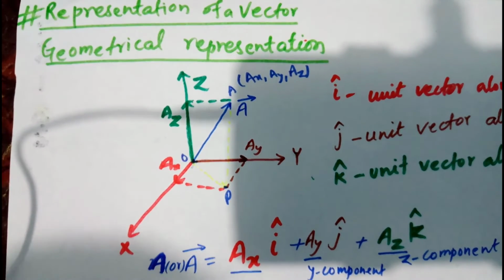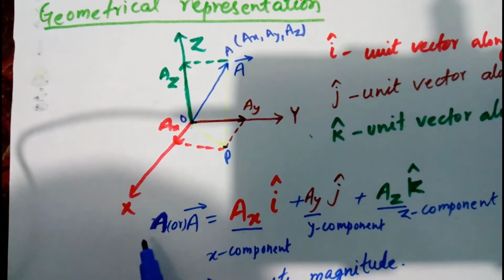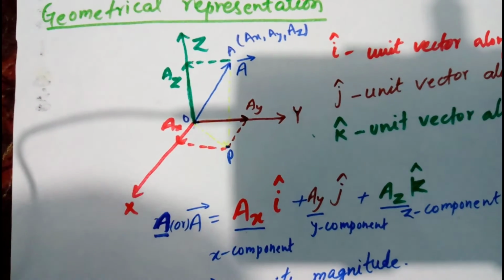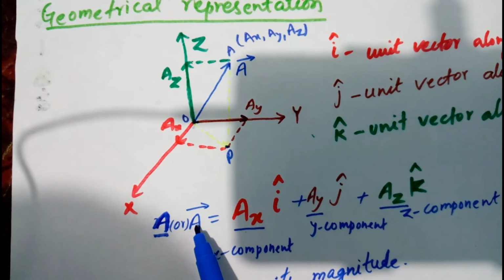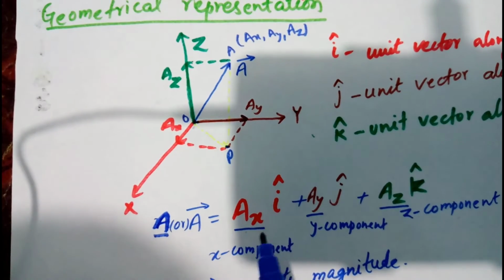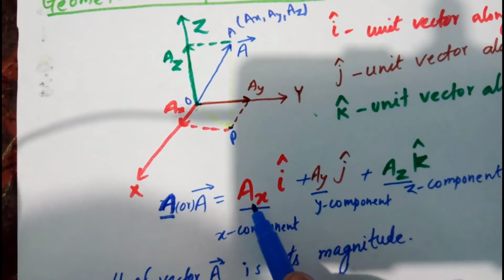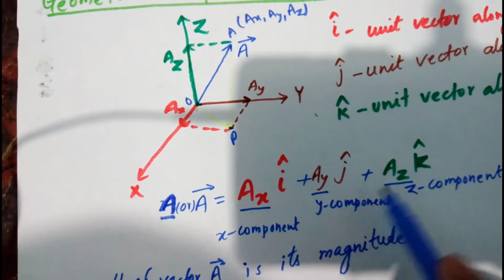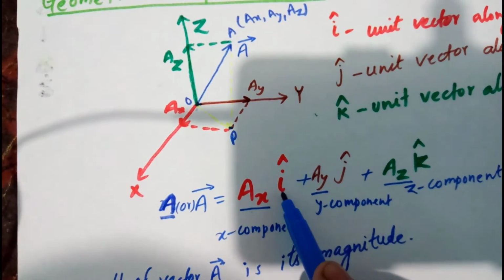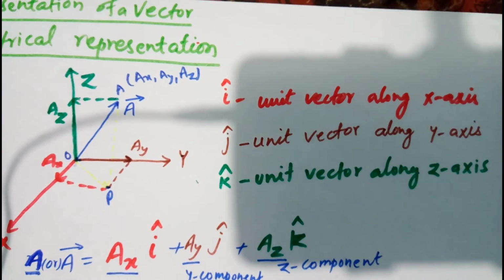Next, for a 3D vector, some books follow the bold notation, and some will have an A with an arrowhead. So this vector A can be written as AX, which is the component for X, AY the component for Y, and AZ the component for Z. Here you see i, j and k, which are the unit vectors along the three different axes, X, Y and Z.